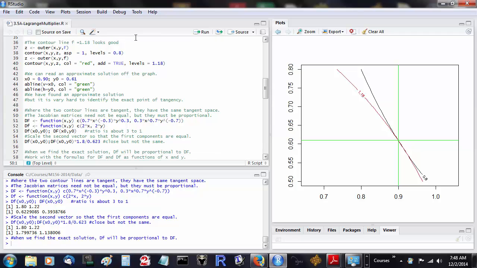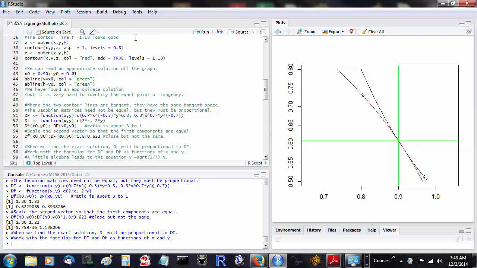So, let's set out to find a place where those two Jacobian matrices are proportional. This is the technique known as Lagrange multipliers, and the proportionality constant is the so-called Lagrange multiplier. If I go back and work algebraically with those formulas for d capital F and d little f, I can do a bit of algebra and discover that the solution is y equals the square root of 3/7 times x.